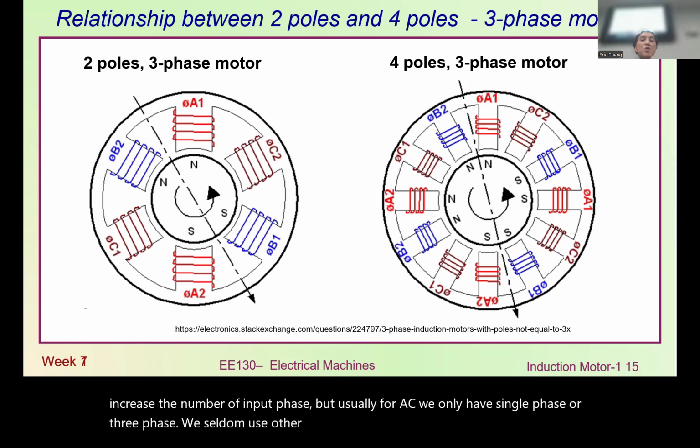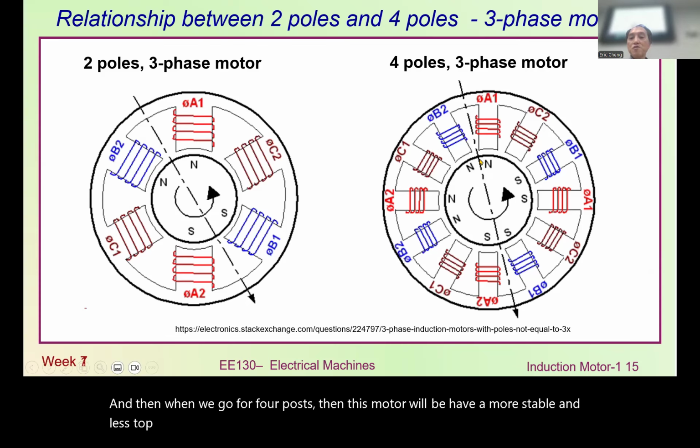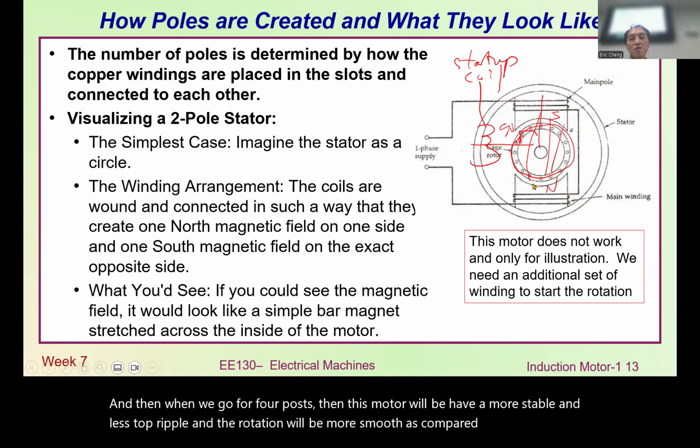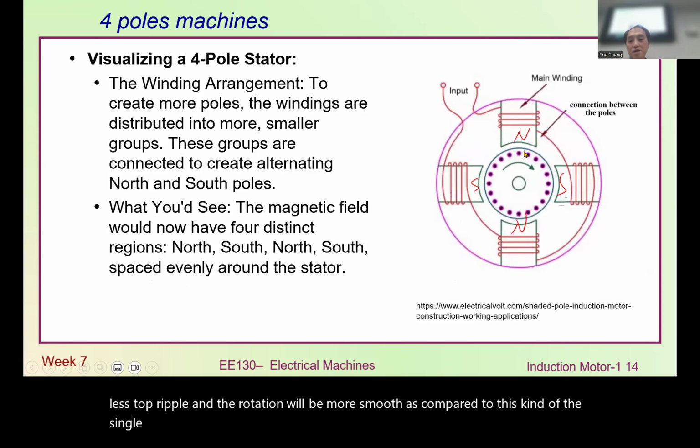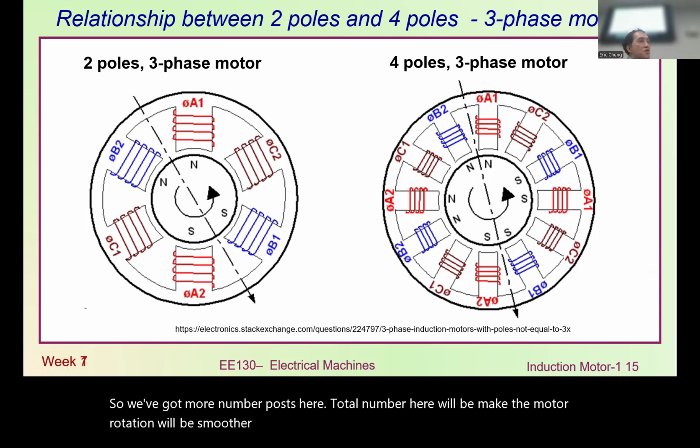And then when we go for four poles, this motor will have more stable and less torque ripple, and the rotation will be smoother as compared to this kind of single phase. So with more poles here, the total number here will make the motor rotation smoother. So that's how we understand the system. Any question up to this point?